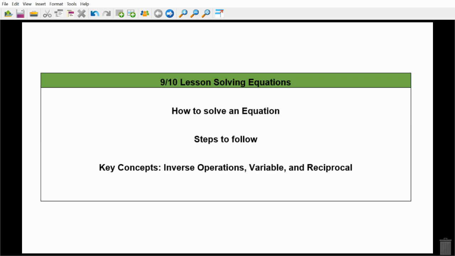Lesson today, solving equations. So our topics today are going to be how to solve an equation, the steps to follow to solve an equation, and key concepts that we need to go back and remember: inverse operations, variable, and reciprocal. Let's get at it.